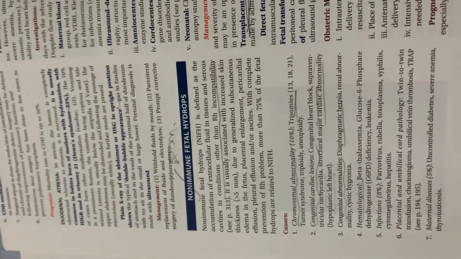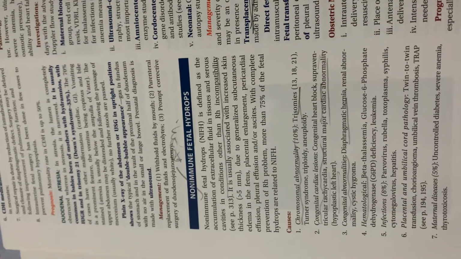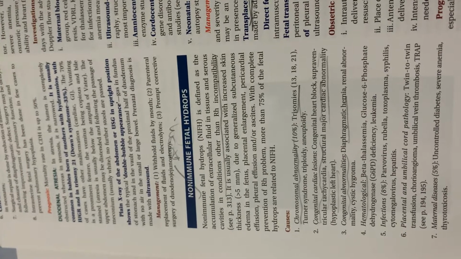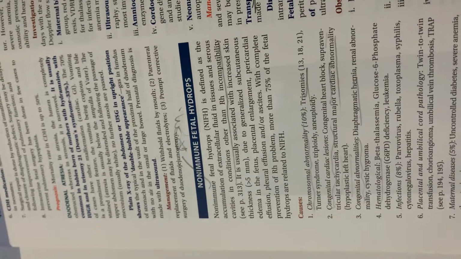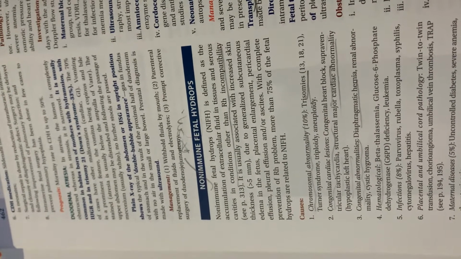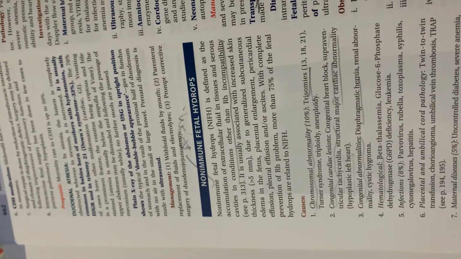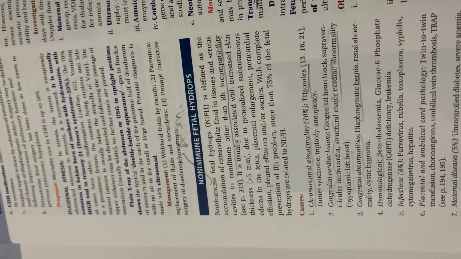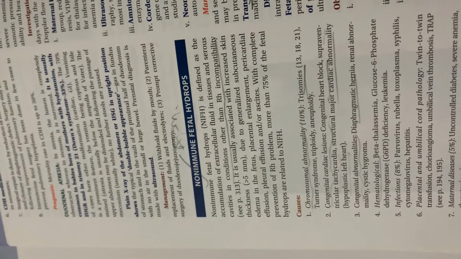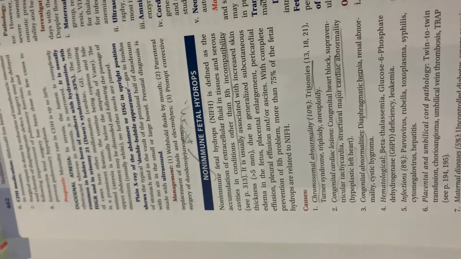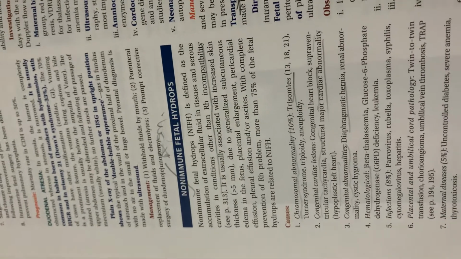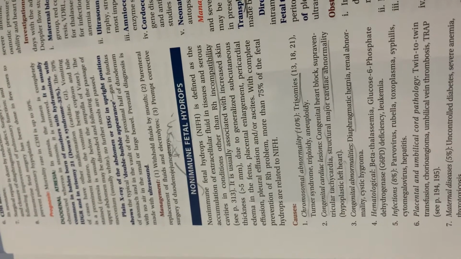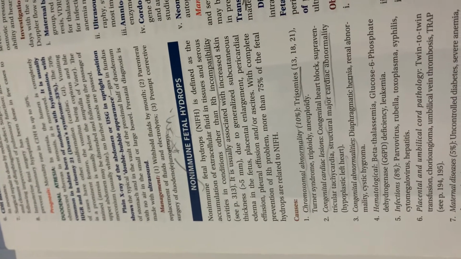So non-immune fetal hydrops is defined as accumulation of extracellular fluid in tissues and serous cavities in conditions other than RH incompatibility. So it's associated with increase in the skin thickness because of generalized edema in the fetus. So there is edema in the fetus, the placenta is enlarged, and there is fluid basically everywhere. So there is ascites, pericardial effusion, pleural effusion, etc. Most of the times it is associated with RH incompatibility, but non-immune hydrops includes causes other than RH incompatibility.